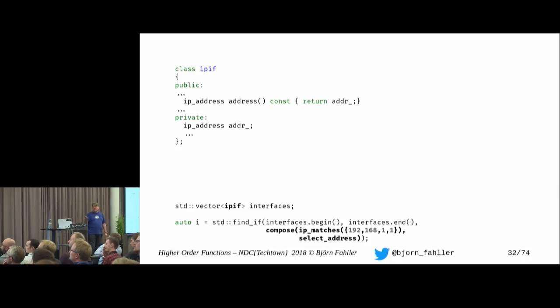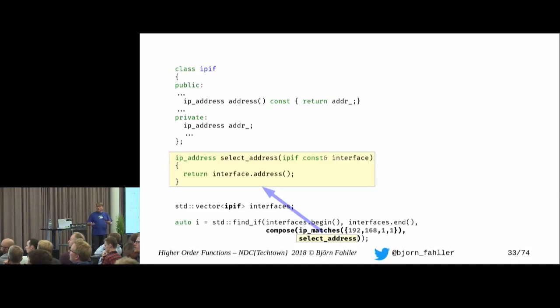So I want to find an IP interface that is the composition of IP matches and select address. IP matches you saw earlier. Select address is a function that, when called with an IP interface, calls the .address member function and returns it. So this will, in effect, for every interface, call select address to get an address, get that address into match IP, and we're done.